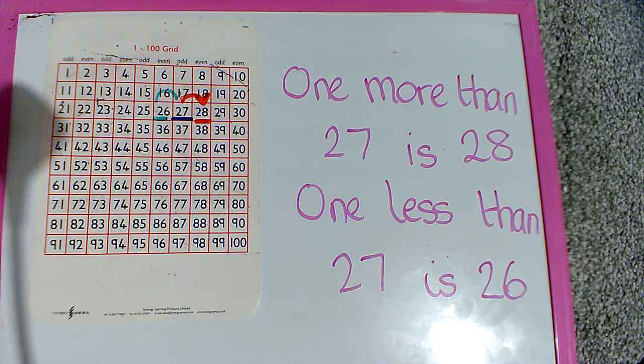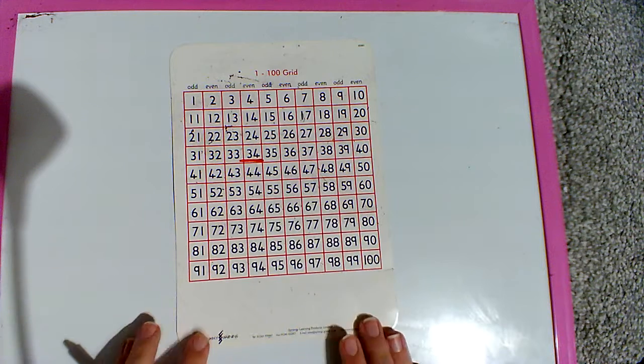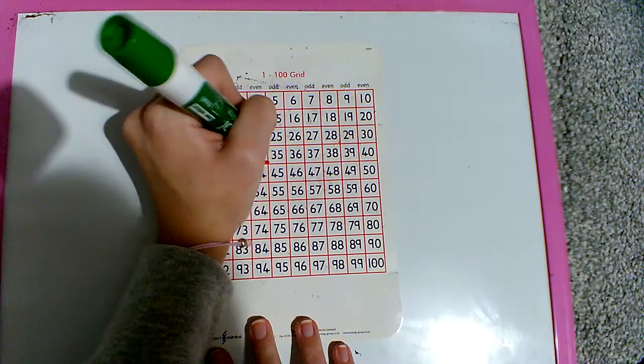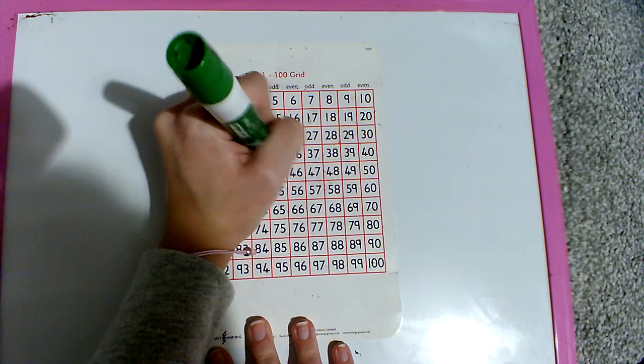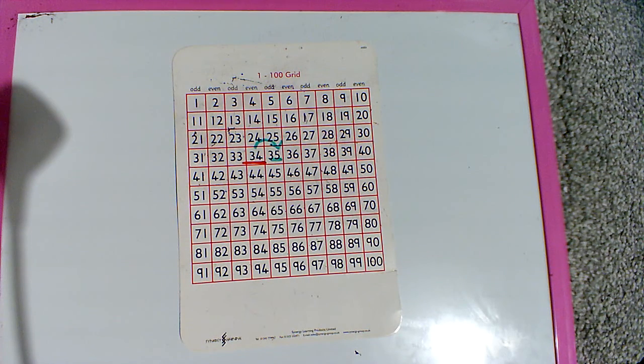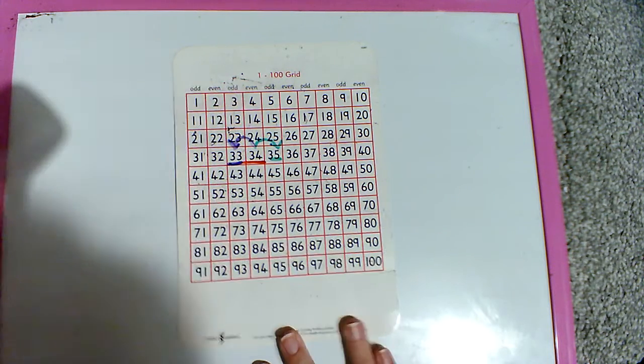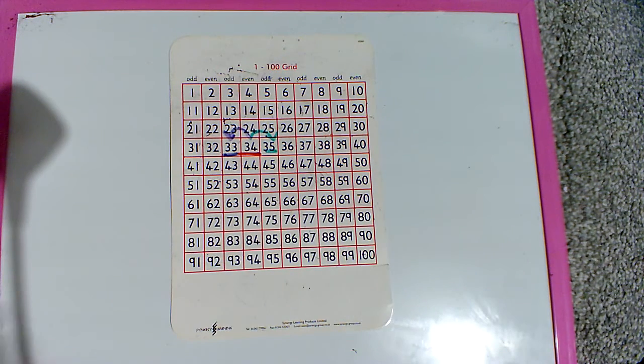Let's try one last example all together. So our next number is 34. What is 1 more than 34? Remember, when we're talking about more than, the number is getting bigger because we are adding on. So 1 more than 34 is 35. What about 1 less than 34? Remember, when we are talking about less than, the number is getting smaller. So 1 less than 34 is 33.